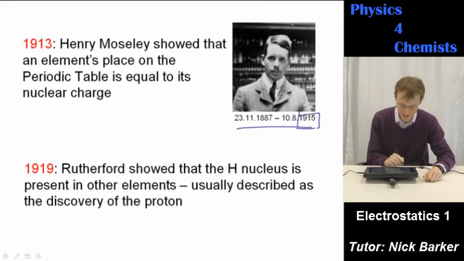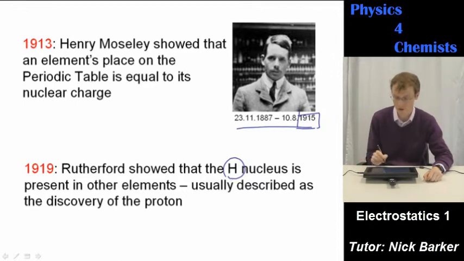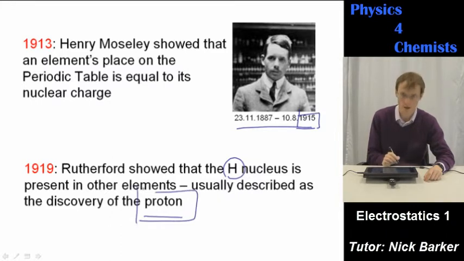There you go. 1919, Rutherford showed that the hydrogen nucleus is present in other elements. It's usually described as the discovery of the proton. Might link that to NMR, perhaps. We talk about proton NMR. It's just the hydrogen nucleus that we're thinking about. Anyway, the proton, 1919, Rutherford again.